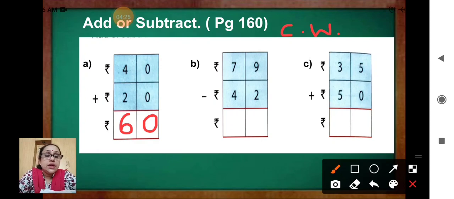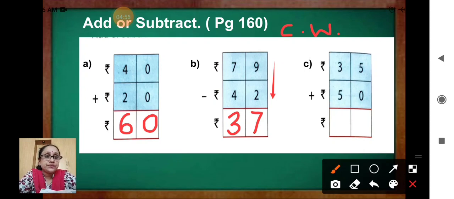Now question B. Rupees 79 minus rupees 42. First subtract 9 minus 2. Yes, 7. And then 7 minus 4. Do the subtraction. You are getting 3. So the answer is rupees 37.